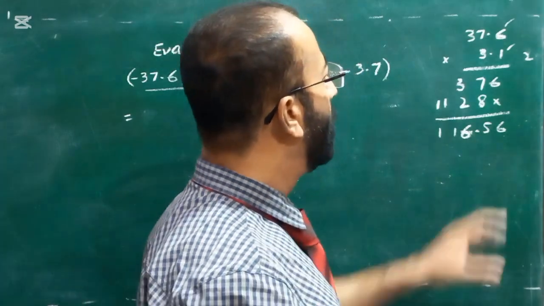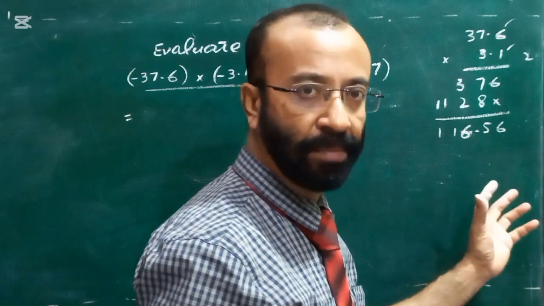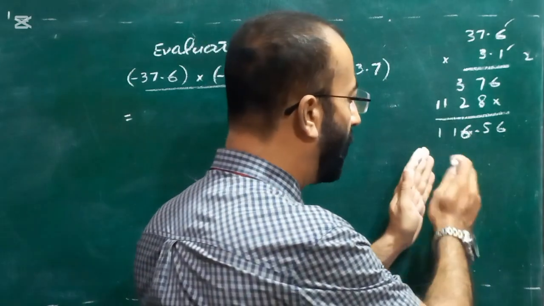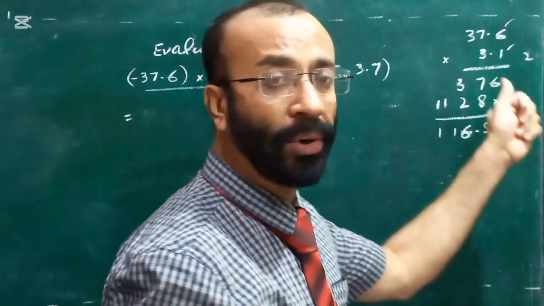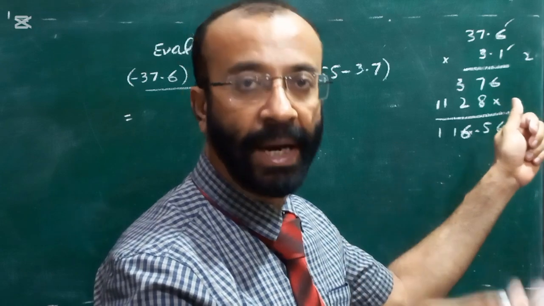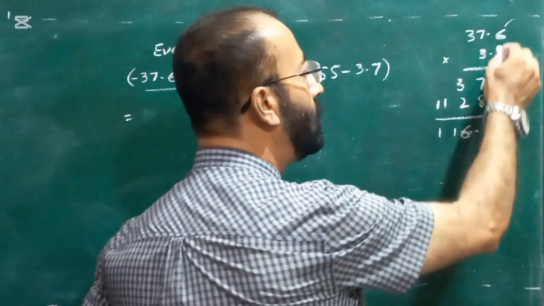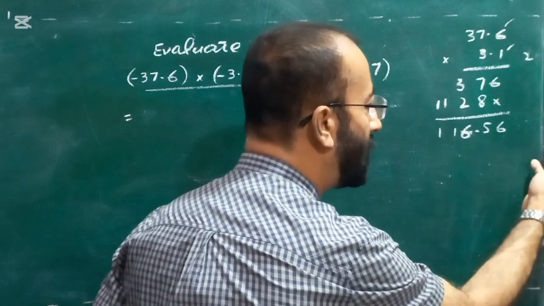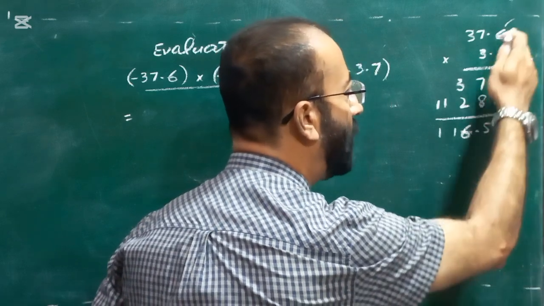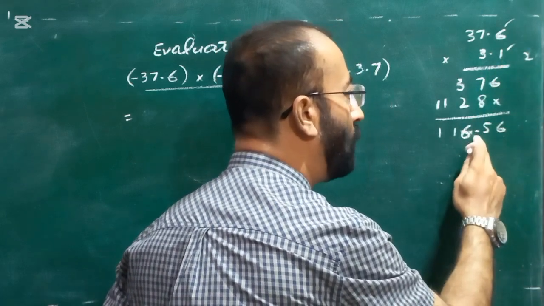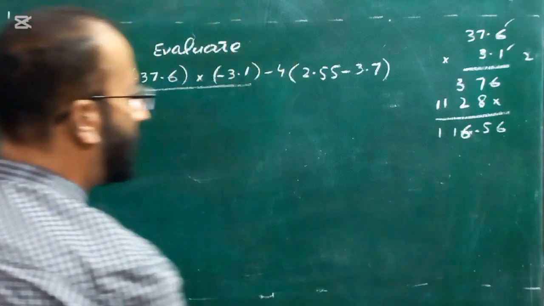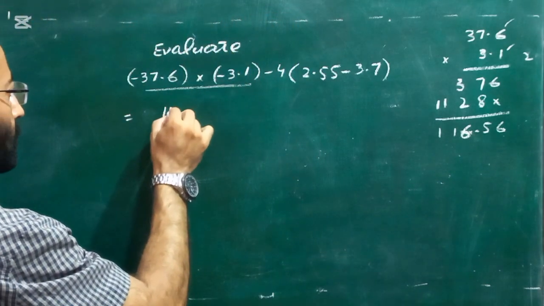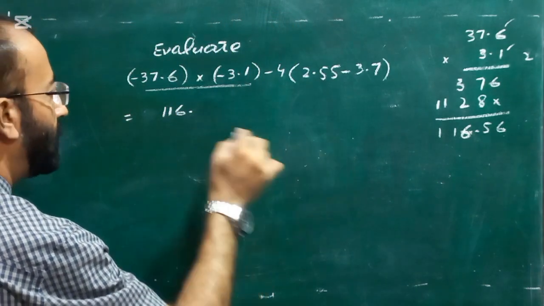Again listen, multiply the numbers in a simple way, and when you get the answer, note the digits to the right side of the point. Look, 2 digits are there. So in the answer we will start from the right side, and after 2 digits we will put a point. So the answer is 116.56.